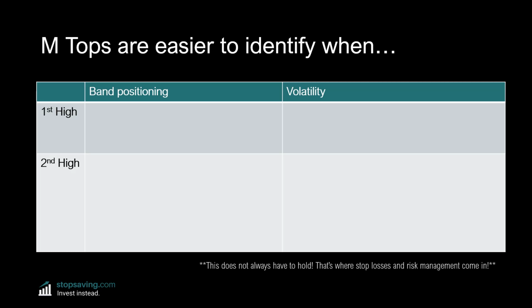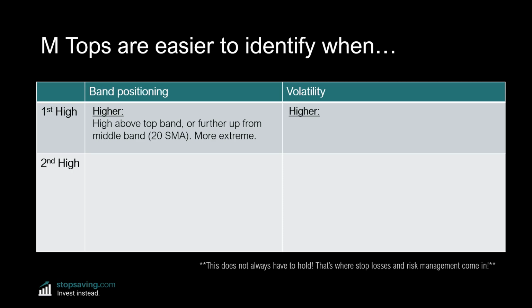So to wrap up this video, here's a summary table of what we've learned about M-tops and Bollinger Bands. Typically, you want the first high to be higher in terms of its band positioning. This would usually be high above the top band to signal an extreme move, or further above the middle band or 20 SMA than the second top. You'll also want the first top to have higher volatility. That suggests the move is more euphoric and more volatile than the second top.